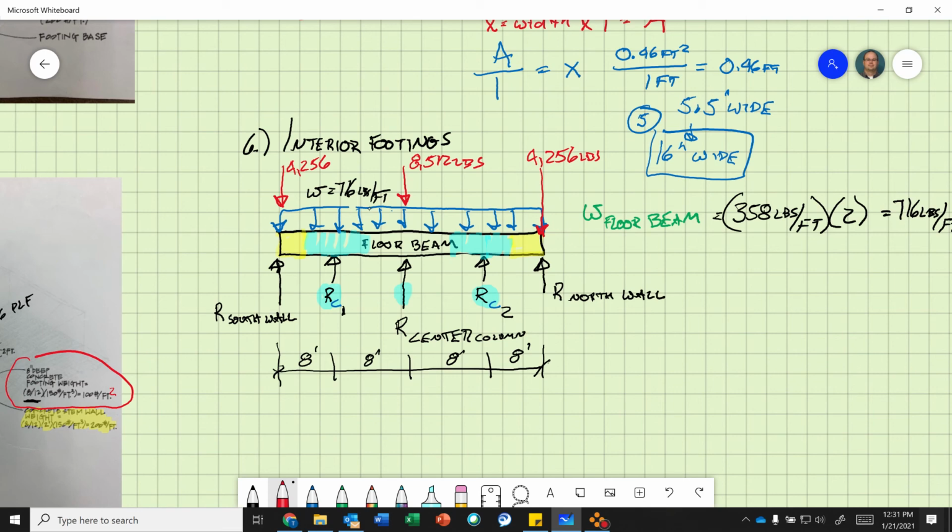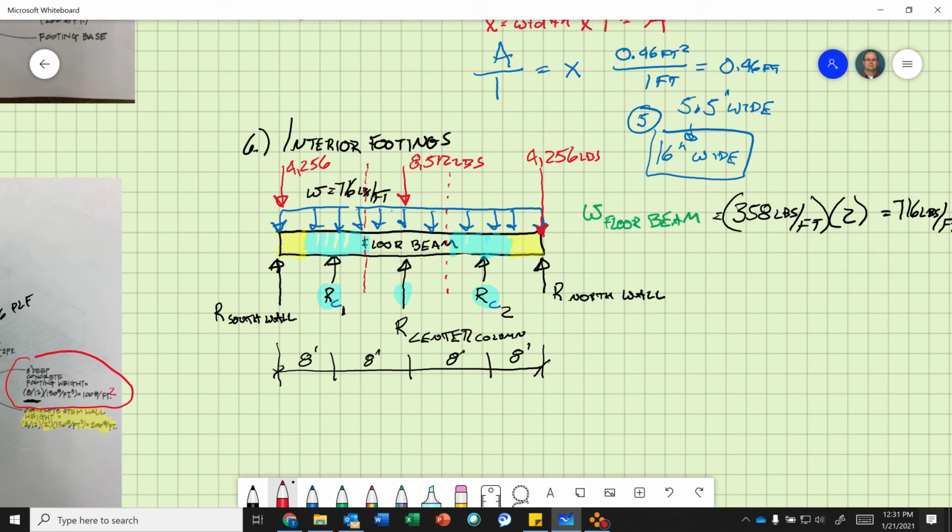So we need to figure out, so what I'm going to do here, this center column is holding 8 feet of the floor beam load plus 8,512 pounds. Would you agree? This column is only holding 4 feet of the beam load, so this one's smaller than that guy. And then the north wall is only holding 4 feet plus the column load. So I'd say your center column is going to carry the largest load by looking at this diagram.